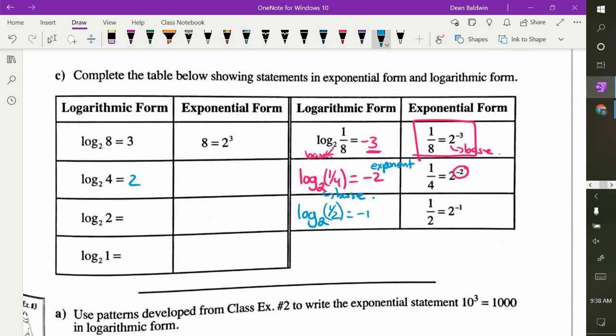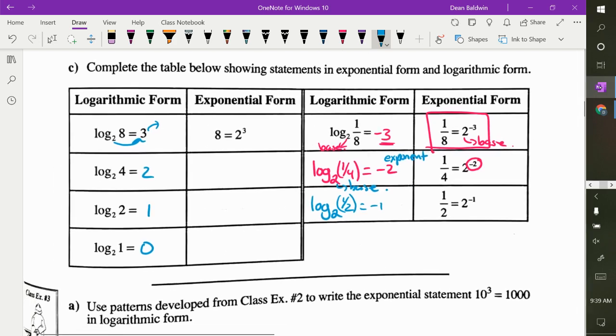Now we're going to go backwards. We're going to go from logarithmic form to exponential form. When you're converting back, the base comes over and kicks that number up. So you can see 8 stays the same. The base moves over to become the base, and the 3 becomes the exponent. So what am I going to write here? How do I write that in exponential form?